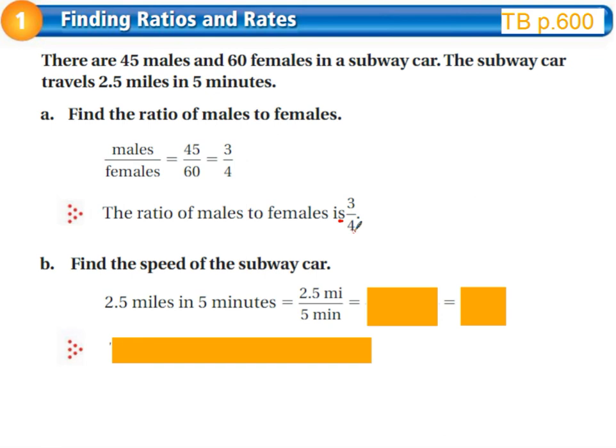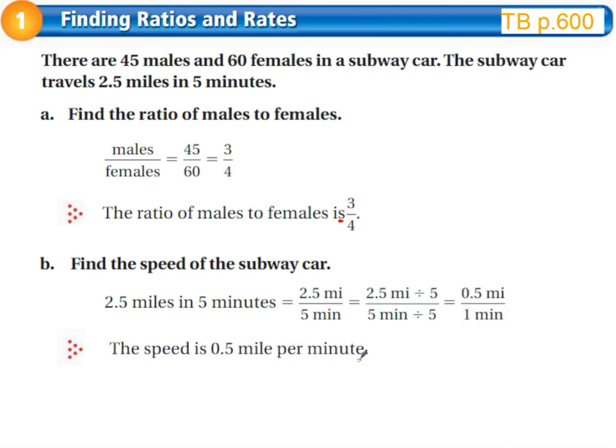Part B says find the speed of the subway car. So this time we are talking about rates, not ratios, because we're comparing miles and minutes, not something that is of the same type of item. So if I take 5 minutes and I want to know how fast it's going in 1 minute, I divide both the 2.5 and the 5 by 5, and I get half a mile in 1 minute. So the speed is 5/10 miles per minute. And I think I said hour back here, but I meant to say minute.